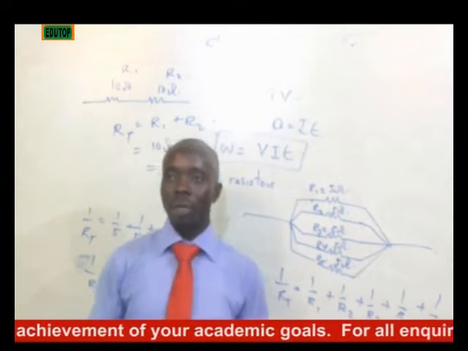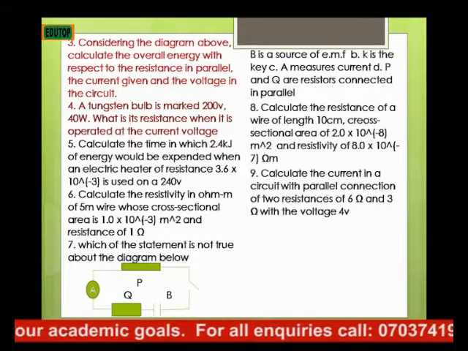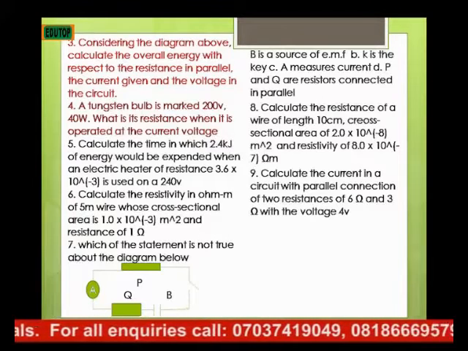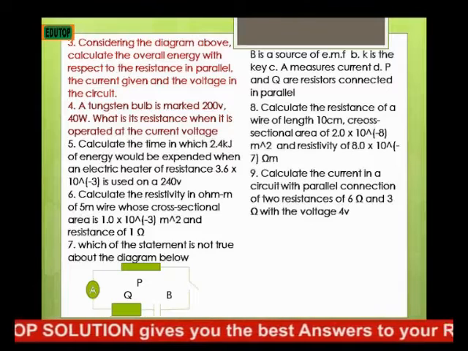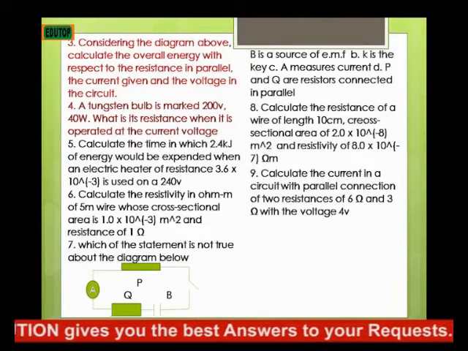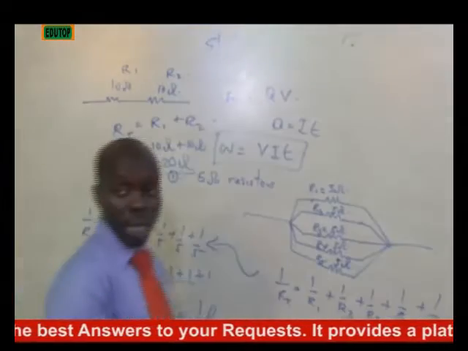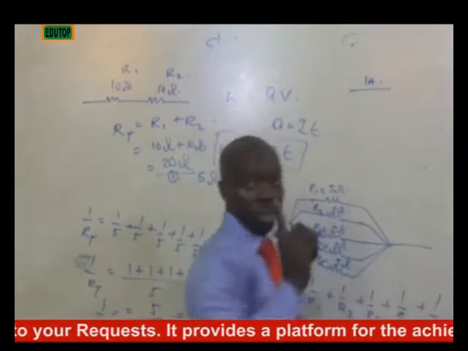Let's go to number 3. Question 3 gave us a diagram, and from the diagram there was a statement under it. It said, consider the diagram above. Calculate the overall energy with respect to the resistance in parallel, the current given, and the voltage in the circuit. If you look at it properly, this is the diagram we are looking at. You have 1 amp, which is the current.